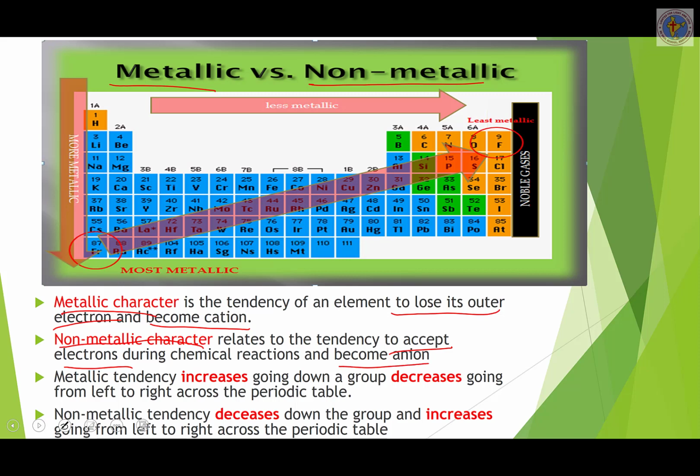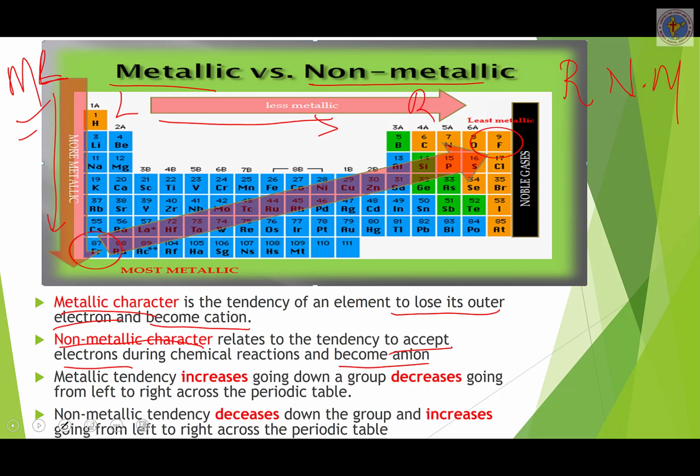Now see, this is the periodic table. This is the left hand side of the periodic table and this is the right hand side. On the left hand side we have metals, and on the right hand side we have non-metals. When you are moving from left to right, we say that we are moving across the period. But when you are moving from top to bottom, then we are moving down the group.